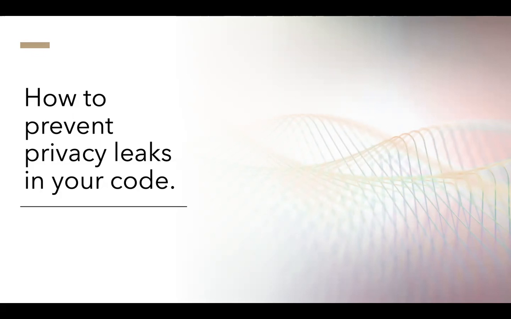I'll be talking about how to prevent privacy leaks in your code between classes. To completely understand what I'm about to tell you, you would need some basic understanding of object orientation programming. However, worry not. Even if you don't know object orientation programming, you should be able to follow what I'm about to try to make you understand.